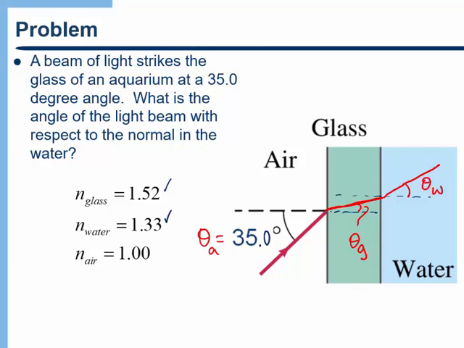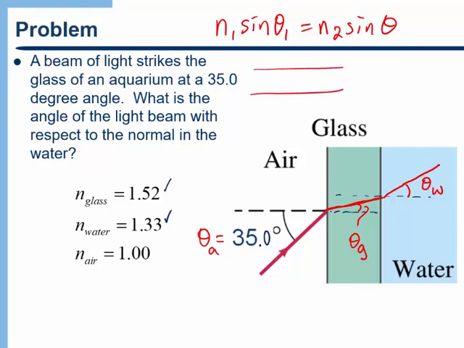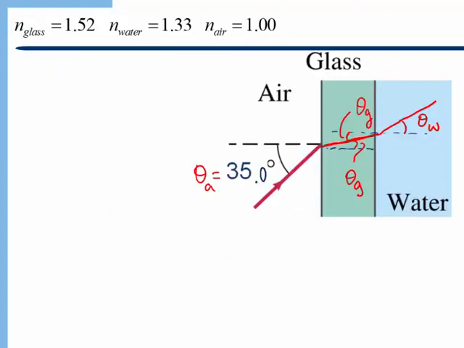Why don't you go ahead and see if you can apply Snell's law, n1 sine theta 1 equals n2 sine theta 2, and figure out what theta w is. By the way, there's one thing you have to remember from geometry, and that is if you have two parallel lines and a line crosses them, this angle and this angle are the same. So you'll notice that this angle here is also theta g. Go ahead, pause the video and solve it on your own, and then see how you did. Okay, let's see how you did.